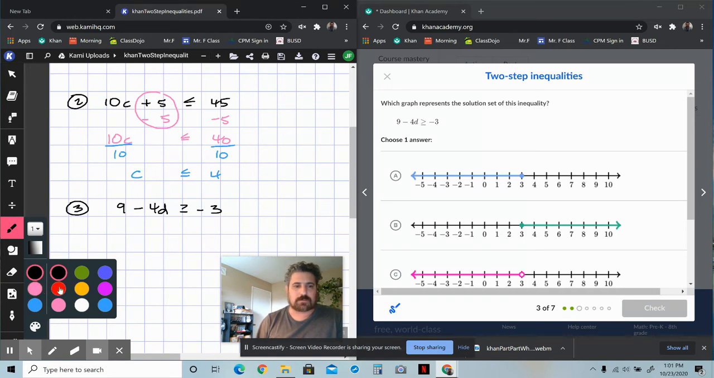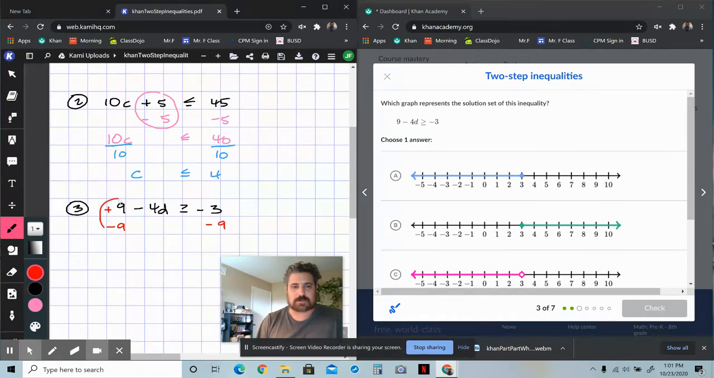So how do we do that? Well, the first thing we're going to do is get rid of this plus 9, right? So how do you undo plus 9? Minus 9 from both sides. This becomes a 0 pair.